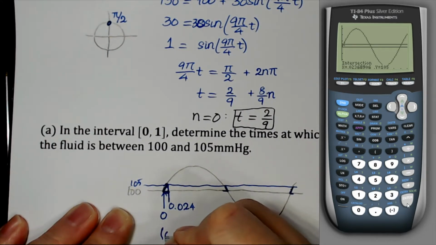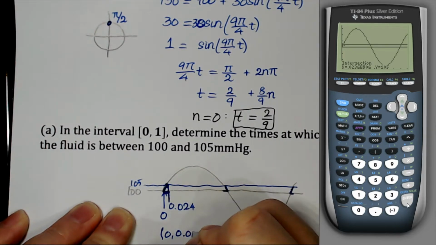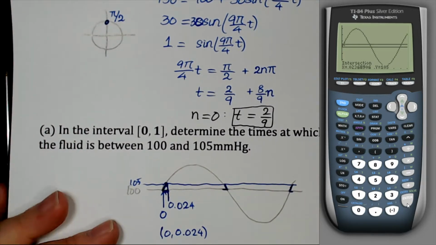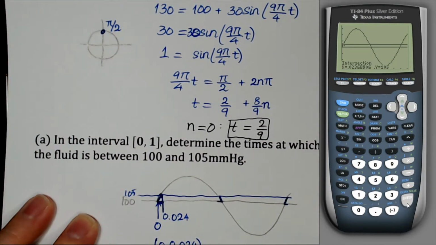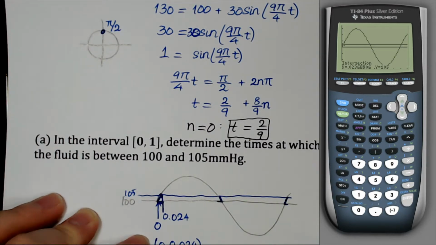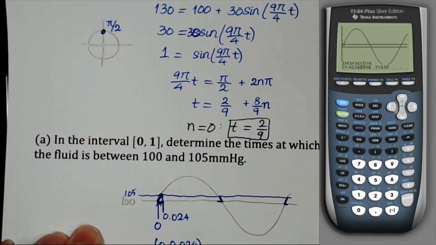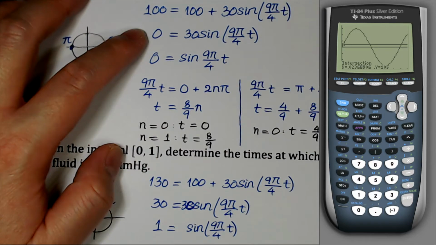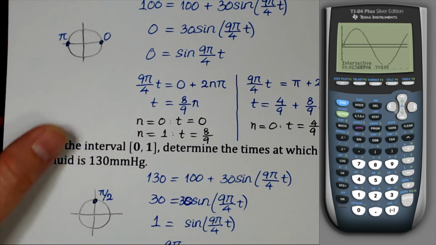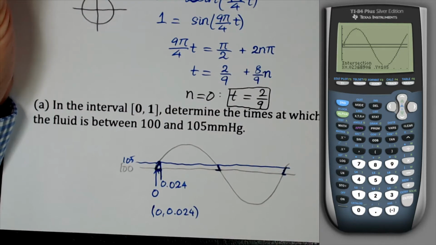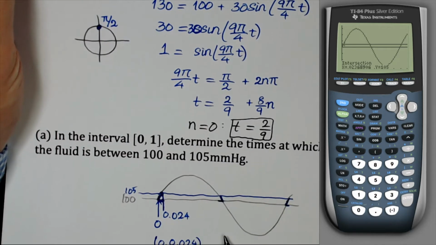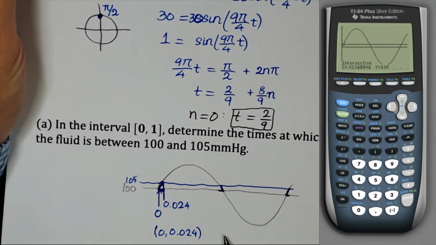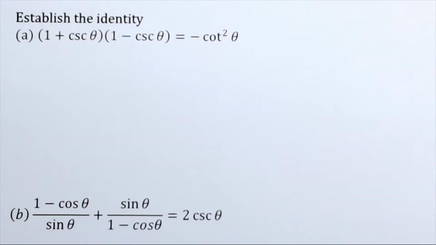The x values only go from 0 to 1. So we say x goes from 0 to 1, and let the increment be 0.1. For the y values, the minimum is 100 minus 30, so we just say 65 would be good, going to 135, and let's say a scale of 10. When we hit graph, we should see it.